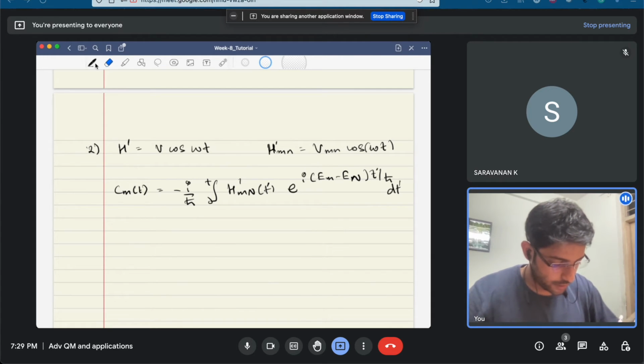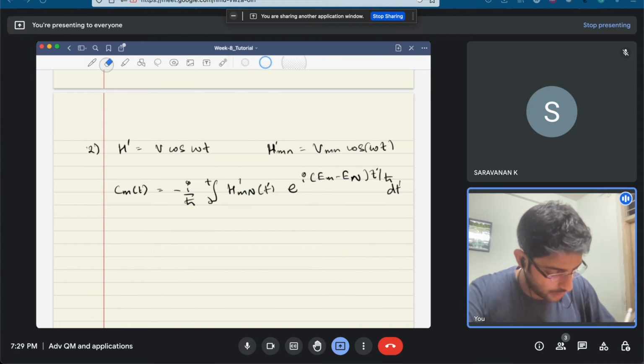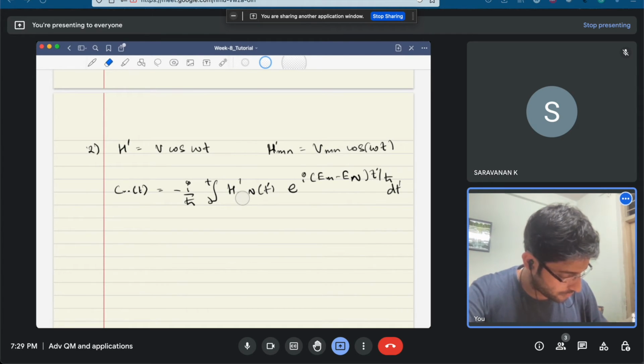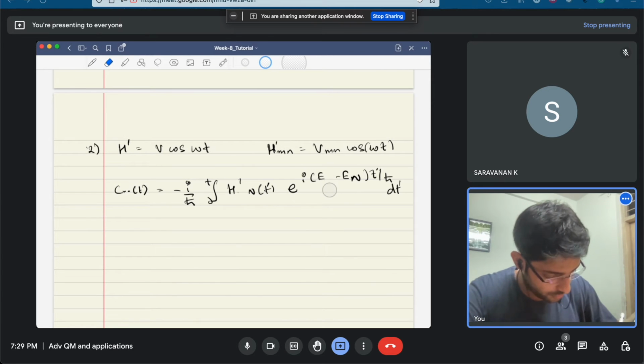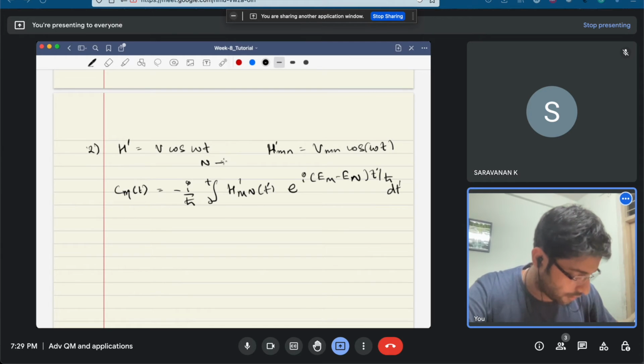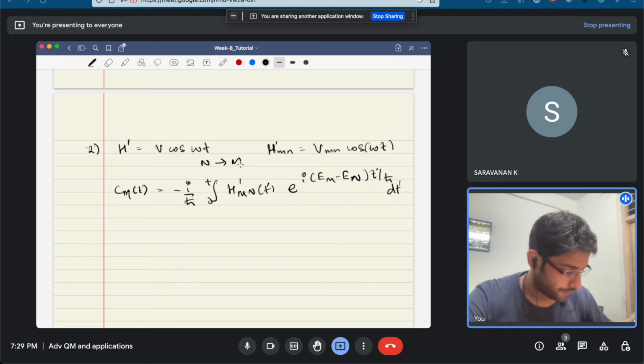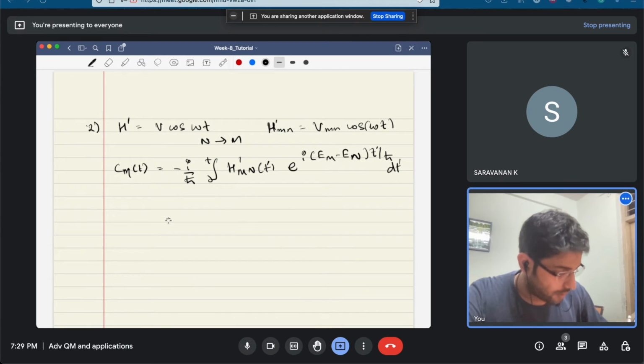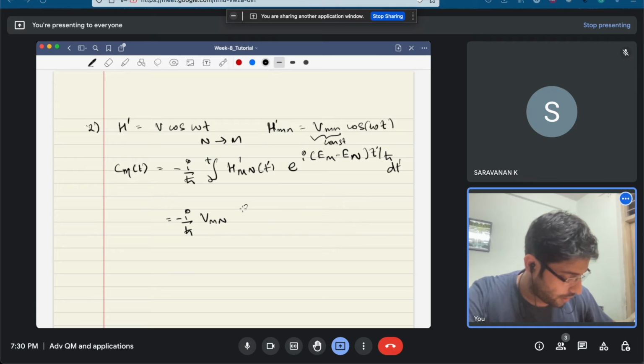Again, just replacing the small m's with the capital M's, since we are looking for the capital M transition to n, from n to n. Now let's say this part is constant. This does not depend on time, so we can take it out of the integral: Vmn, and the only part that remains inside is your cos omega t.